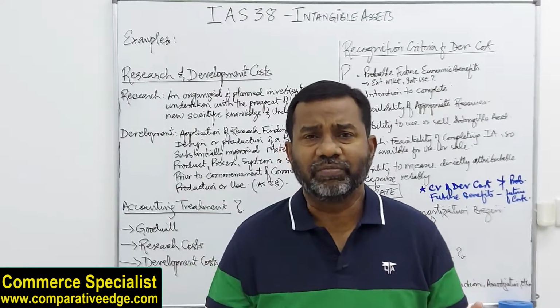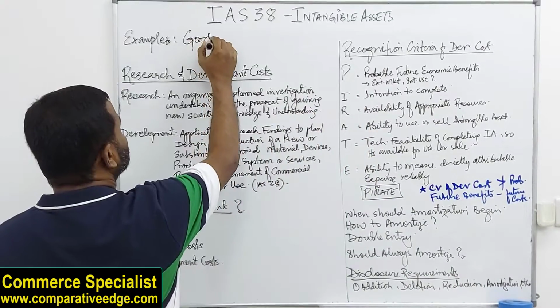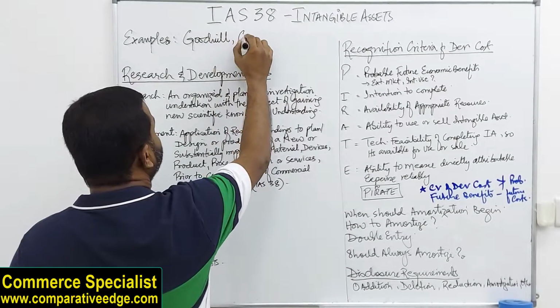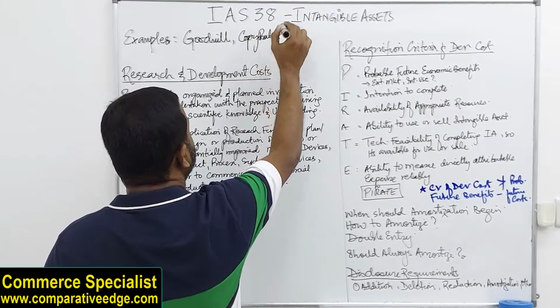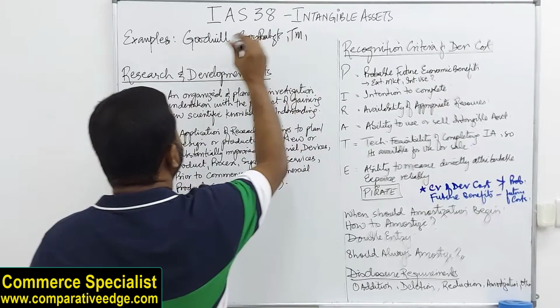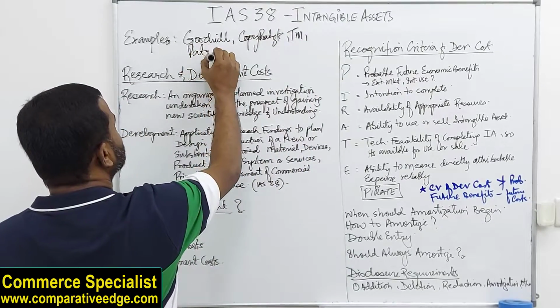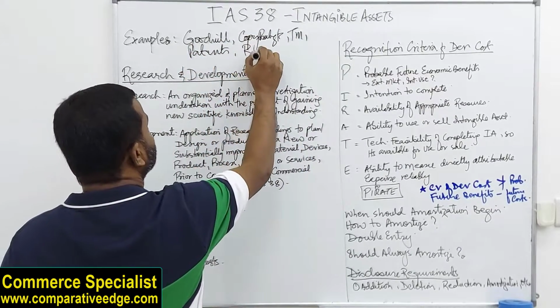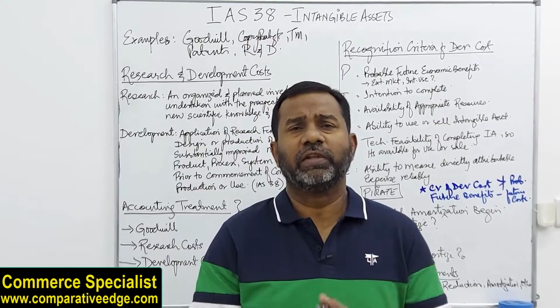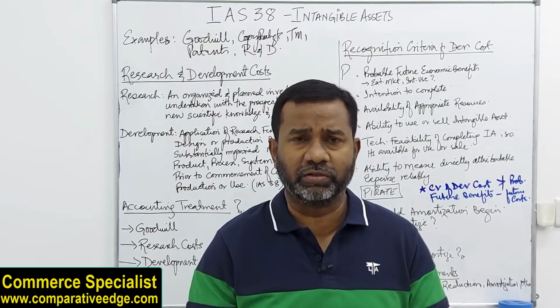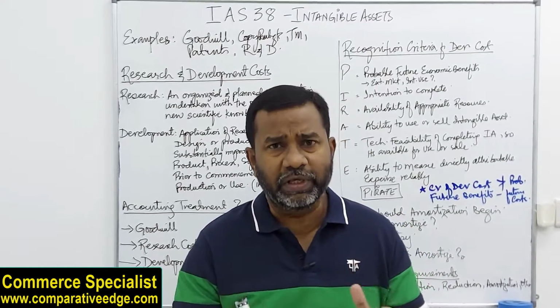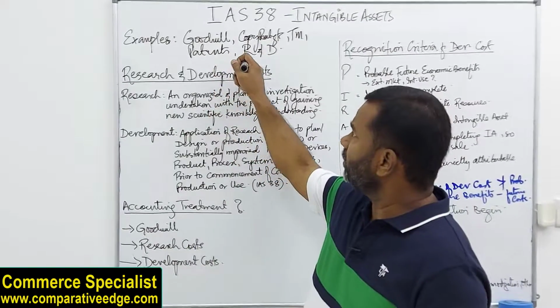To give you some examples, we have goodwill, copyrights, trademarks, patents, and research and development cost. Goodwill is dealt with IFRS 10 and IFRS 3 where we talk about business combination and consolidation. So here our focus would be on research and development cost.